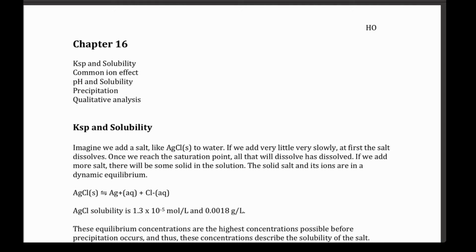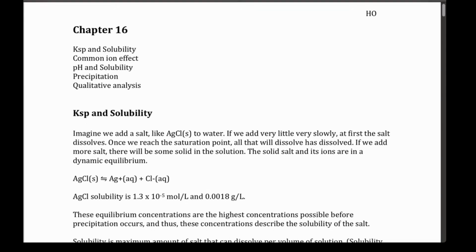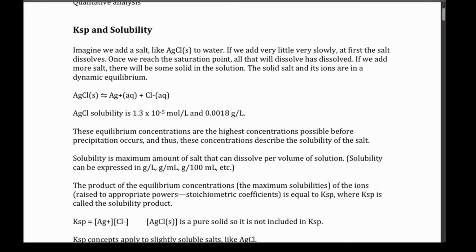Chapter 16. This chapter is titled Solubility and Complex Ion Equilibria. Our outline is Ksp and solubility, common ion effect, pH and solubility, precipitation, and qualitative analysis. Ksp and solubility.